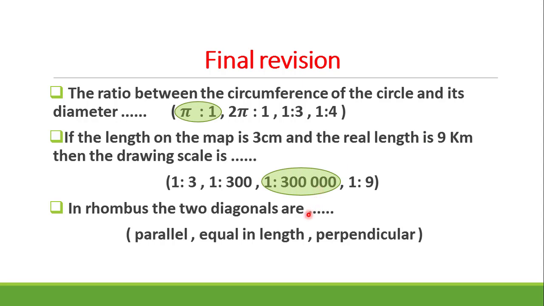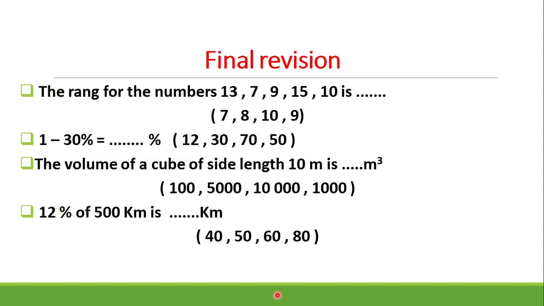In a rhombus, the two diagonals are, yes, perpendicular. In a rhombus, the two diagonals are perpendicular. The range for the numbers 13, 7, 9, 15, and 10: the range means the maximum value minus the minimum value, or the greatest value minus the smallest value. What is the maximum value here? We have 15, and the smallest value is 7, so 15 minus 7 equals 8.